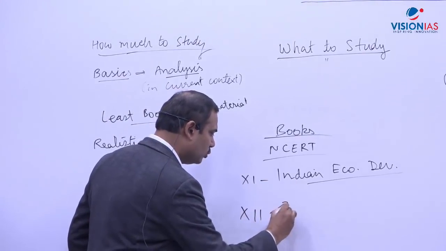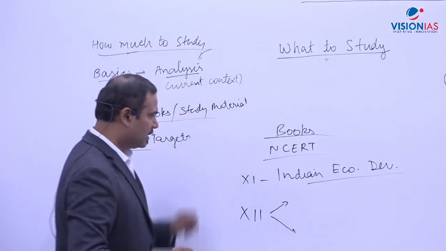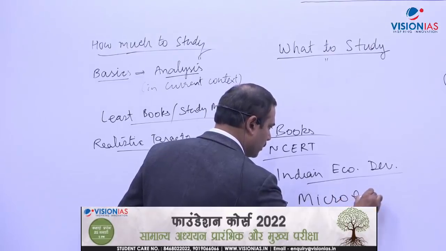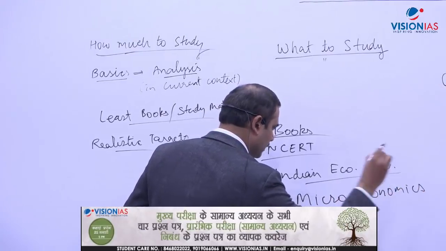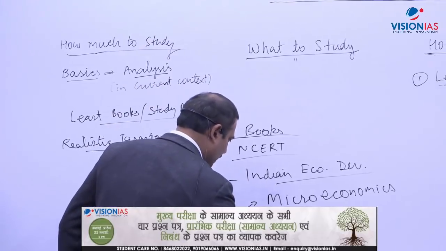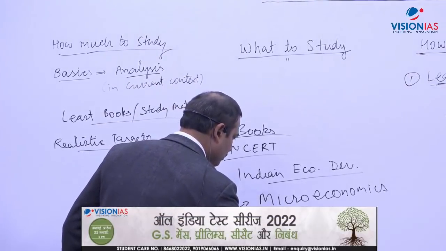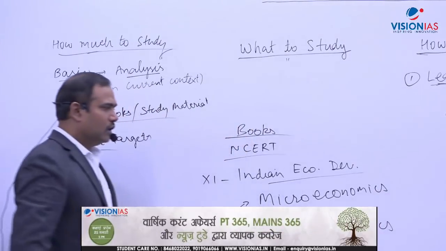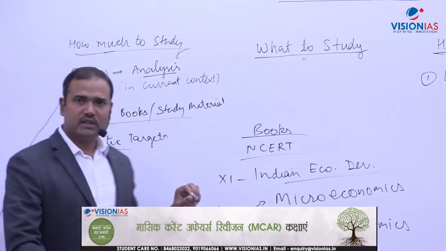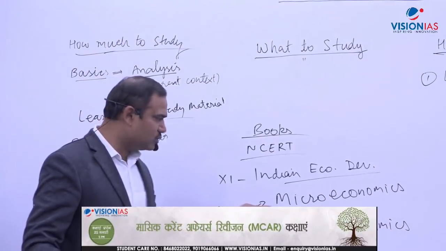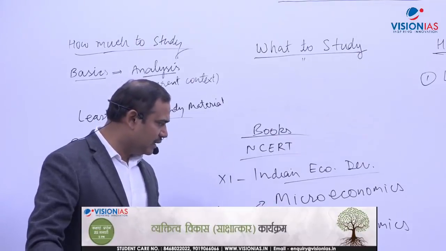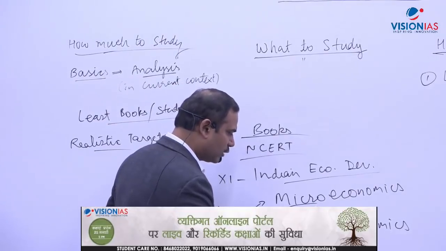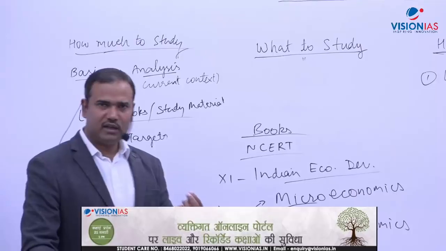In class 12th, there are two books. In class 12th NCERT, one is Microeconomics, M-I-C-R-O, and the other is Macroeconomics, M-A-C-R-O. These are two branches of economics. Microeconomics is one branch and macro another important branch. So what is the meaning of micro and macro? Micro, you must know, is small and macro means large.